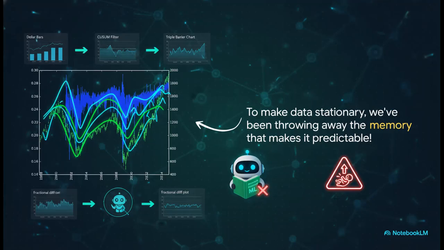Yeah, this visual just makes it so clear. That green line, that's the price. It has memory. You can see the trends, the history, the story. Now look at the blue line. That's the returns. It looks like TV static from an old motel. In our quest to make the data stationary and model-friendly, we've been throwing out the single most important part, the memory. It's the classic definition of throwing the baby out with the bathwater.